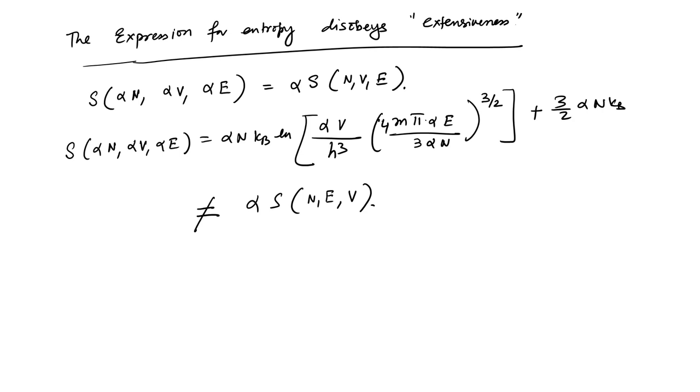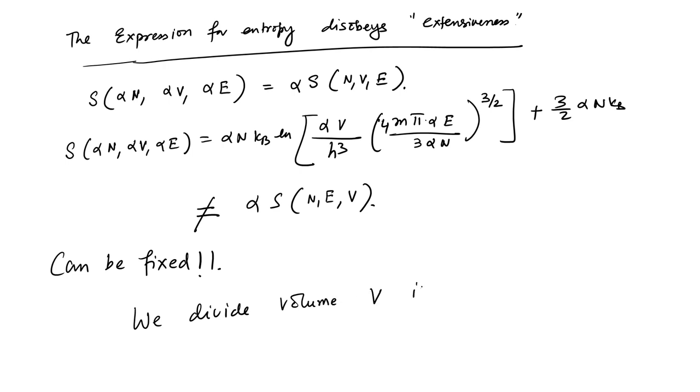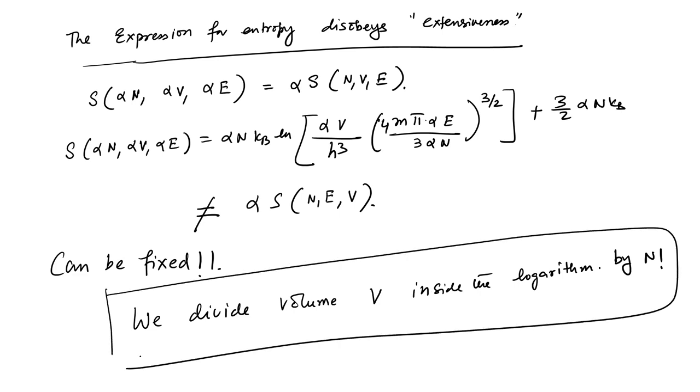And that answer I'll give just a little later, but let me show you that this paradox can be fixed. And how do we fix this paradox? We divide the volume V inside the logarithm, that is inside this log term, ln term, by N factorial. Okay. So if you fix this, then the Gibbs paradox is ad hocly fixed.